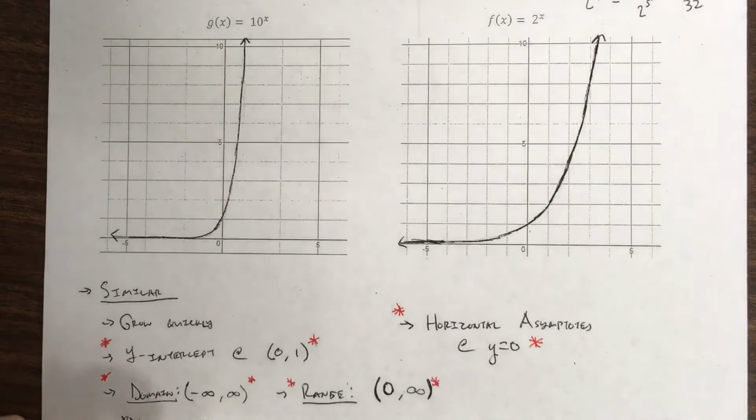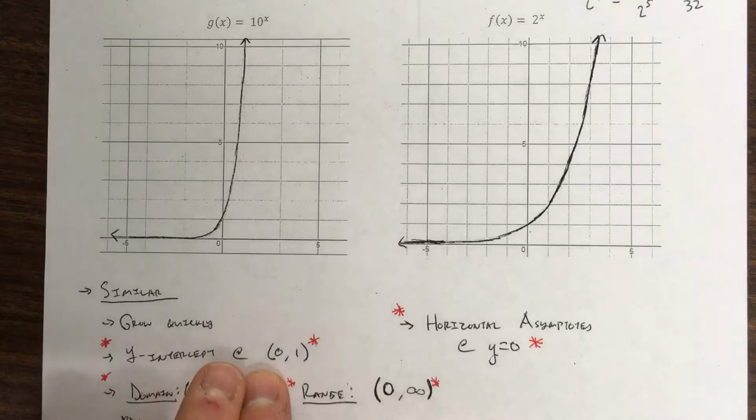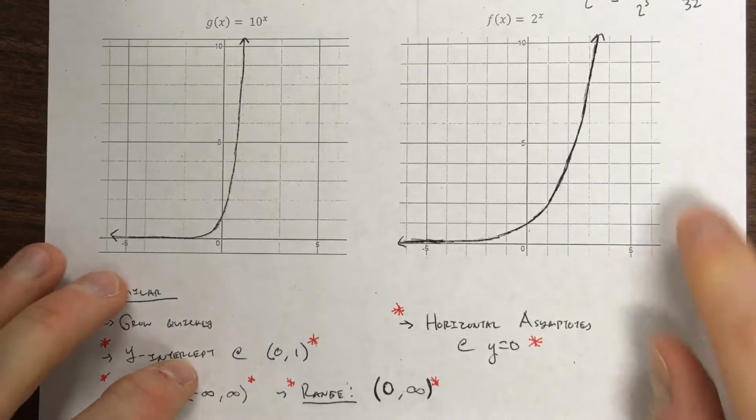So all of our exponential parent functions are going to have a y-intercept at 0, 1, a domain of negative infinity to infinity, a range of 0 to infinity, and a horizontal asymptote at y equals 0. The other thing is, let's talk about end behavior.